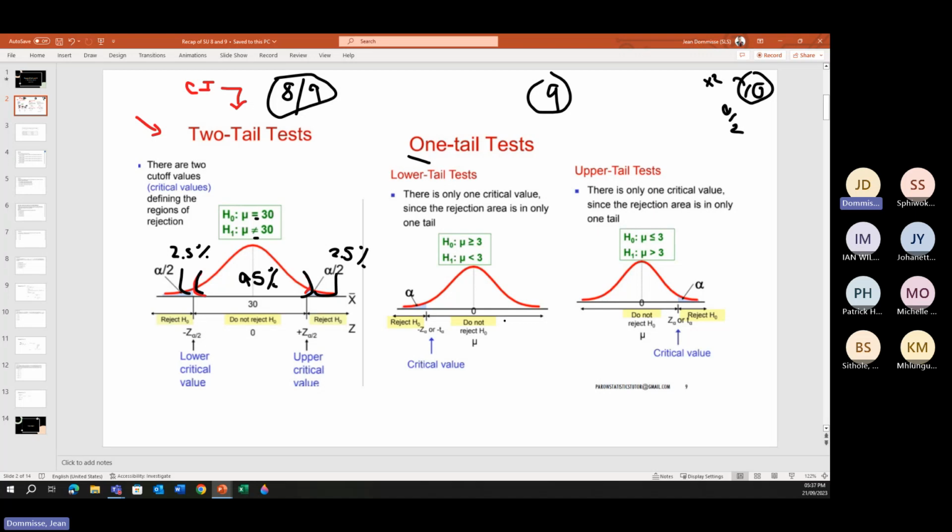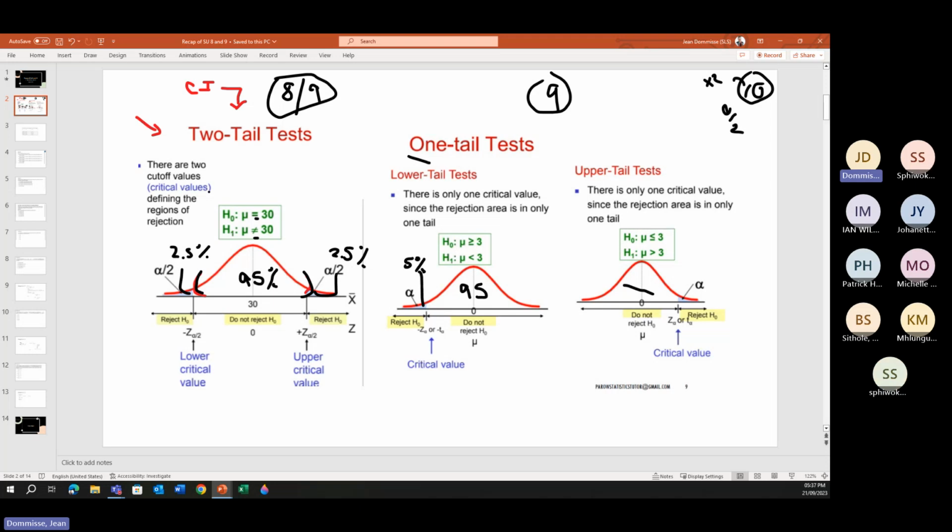If we work with a one tail, this part will be 95, and that will be your 5%. Or if we do it the other way around, the bigger component, obviously the 95, and then the smaller component will be your 5%. Okay, so I thought it important just to show this again to you.